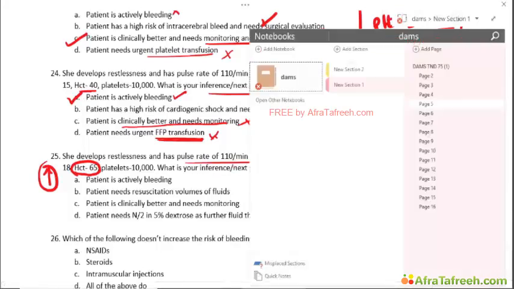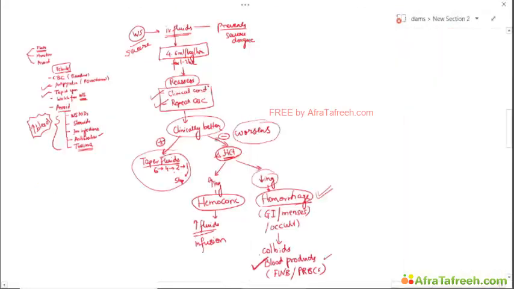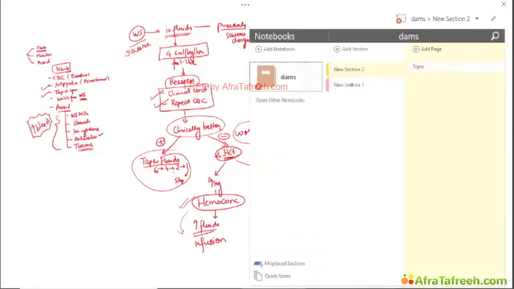As you can recall, going back to the algorithm, if the patient worsens clinically and the hematocrit increases, there is hemoconcentration and fluids need to be given for this.